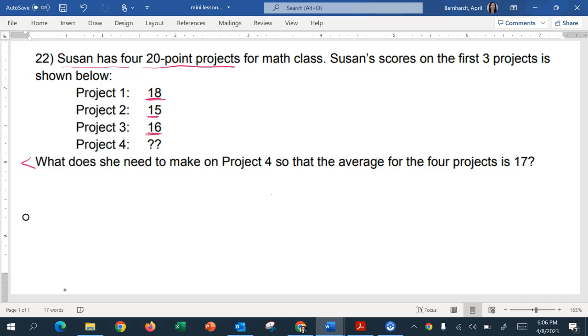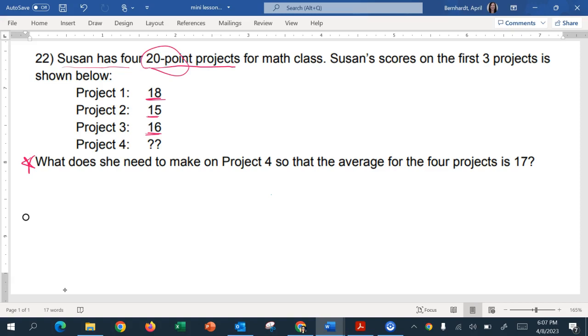So the task is, what does she need to make, or points, on project 4 so that the average for the 4 projects is 17 points. So I know I can't go over 20 points. My answer has to be 20 points or less because it says 20-point projects. So I'm kind of already giving myself some headway on whether my answer will make sense or not.